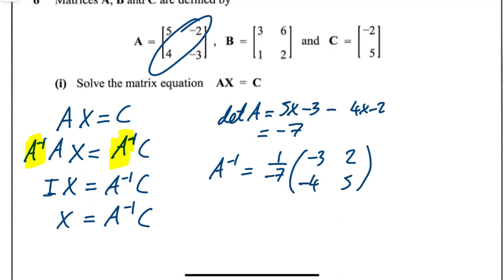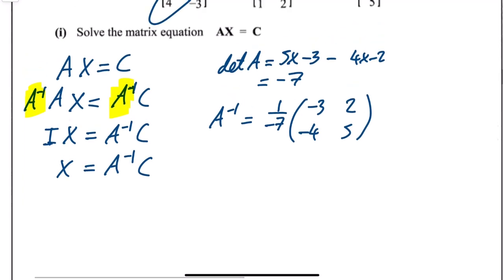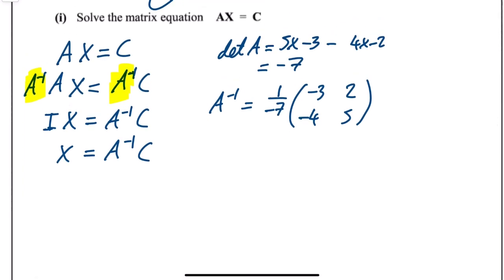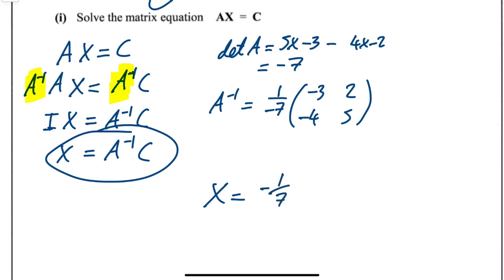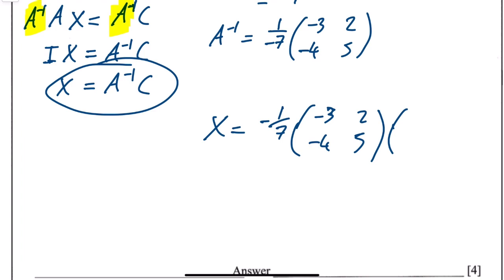You could, if you wanted to, and I haven't done this, multiply through by the -7 at this stage to make the numbers inside positive. I don't think it is a massive help. So we're going to put it back into this equation over here. So X is equal to, I'll write that now, -1/7 times (-3, 2; -4, 5). And this is times your C, which was (-2, 5).